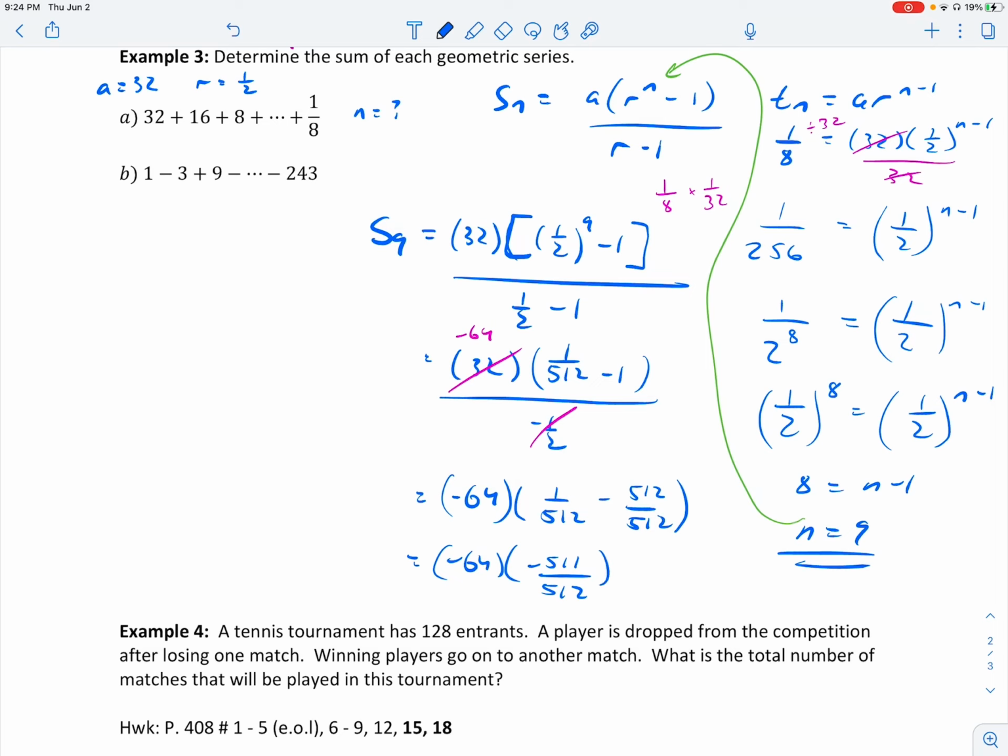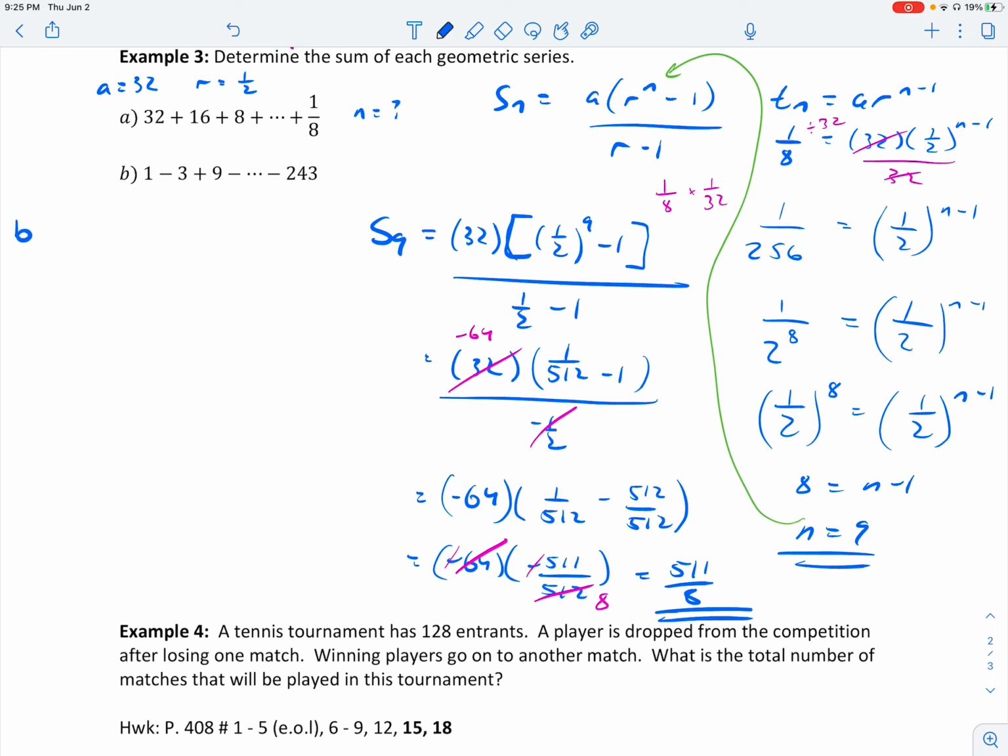So negative 64 over 512, I can simplify that to 1 over 8. So let's clean this up a bit. We have two negatives being multiplied together, so those are going to cancel. Cross those out. And then 64 over 512. 512 over 64 is 8. So I can cancel that out, and that reduces to 8. My final answer is 511 over 8. So that is my value for that first series as an exact number.